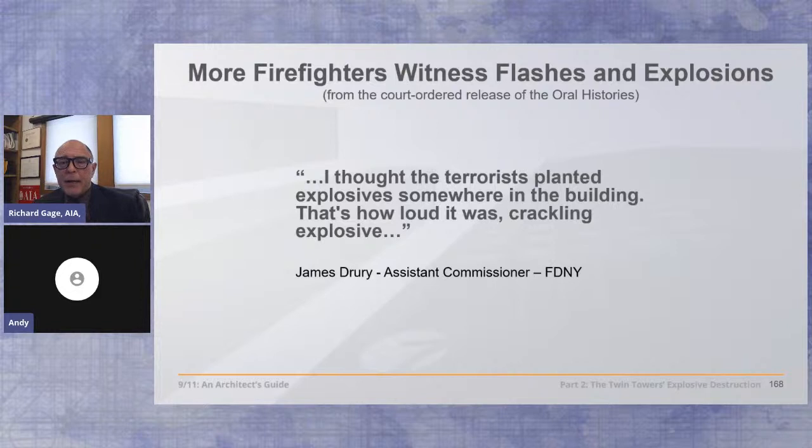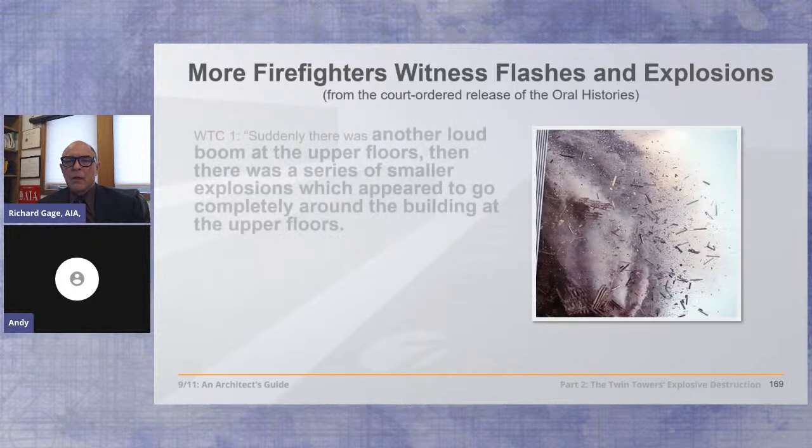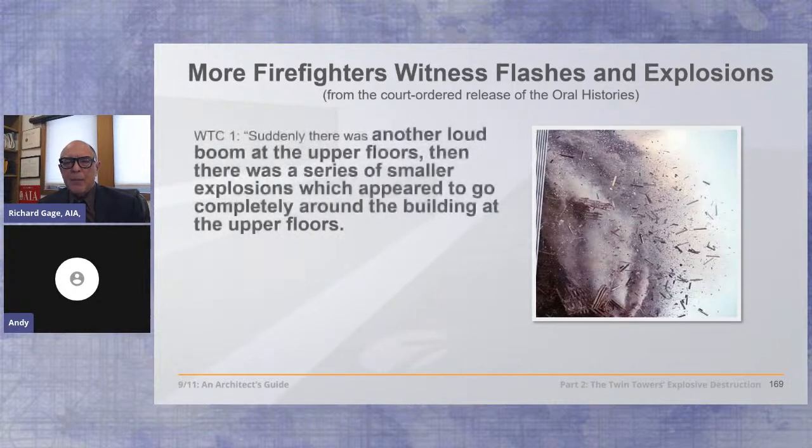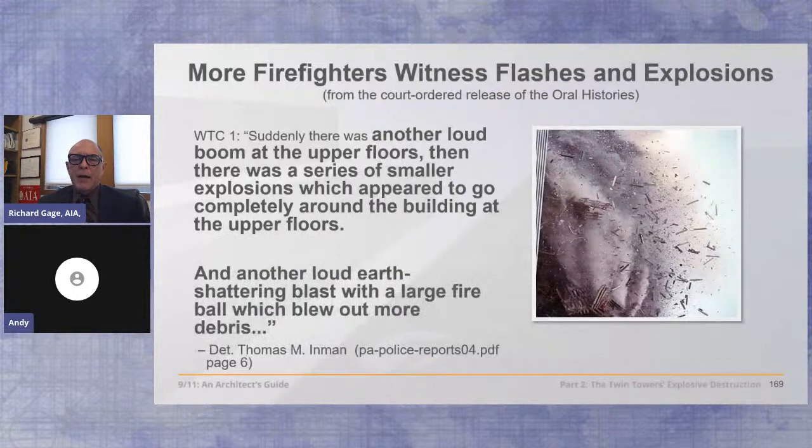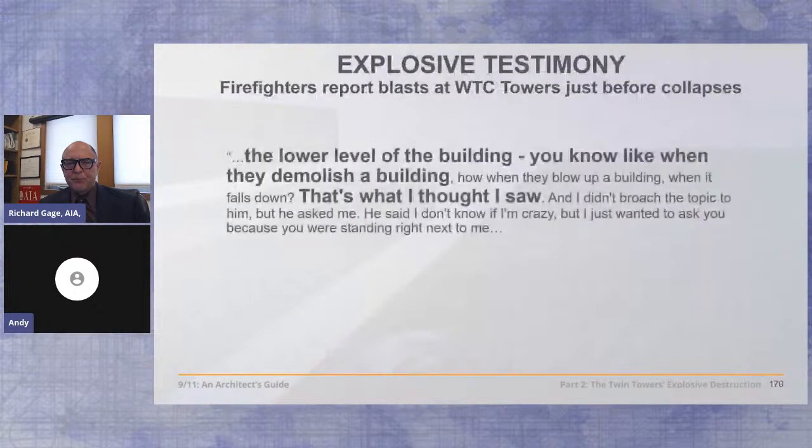I thought the terrorists planted explosives somewhere in the building. That's how loud it was, a crackling explosive. Another loud boom at the upper floors, and then a series of smaller explosions which appeared to go completely around the building at the upper floors. Another loud earth-shattering blast with a large fireball which blew out more debris. The lower level of the building. You know, like when they demolish a building, that's what I thought I saw.